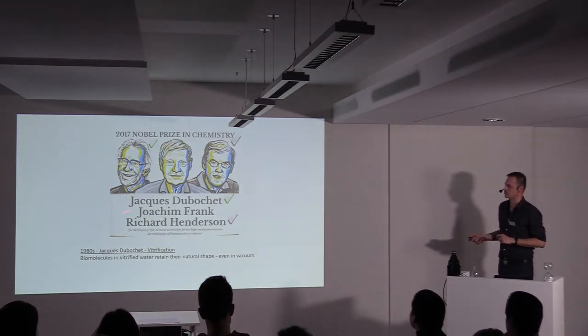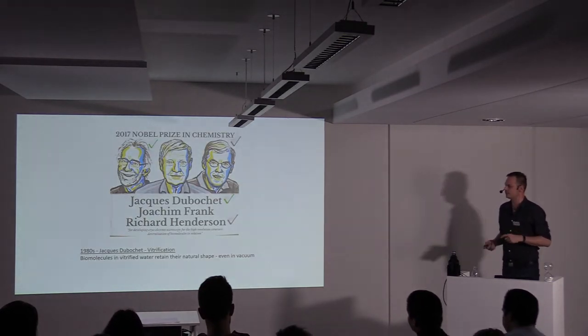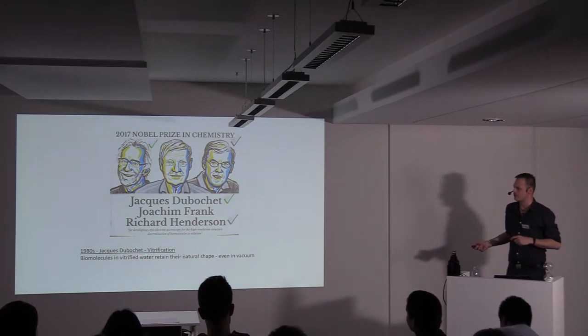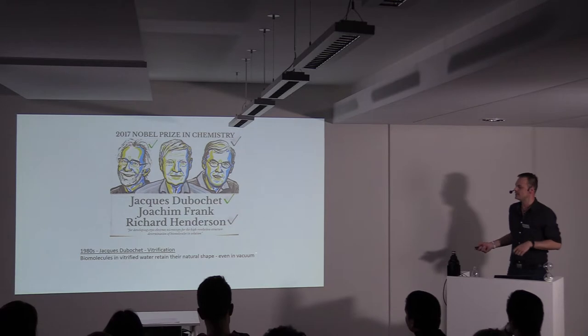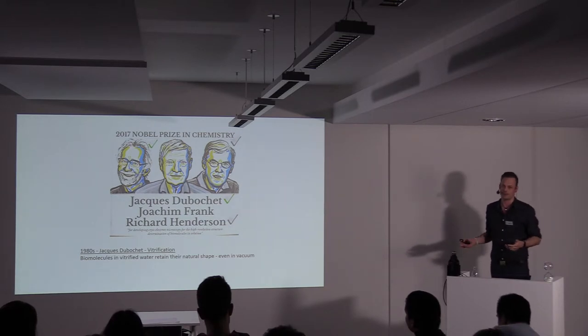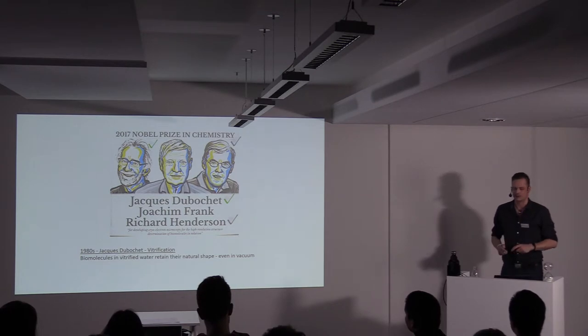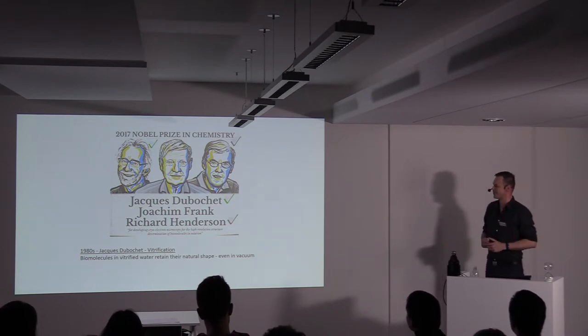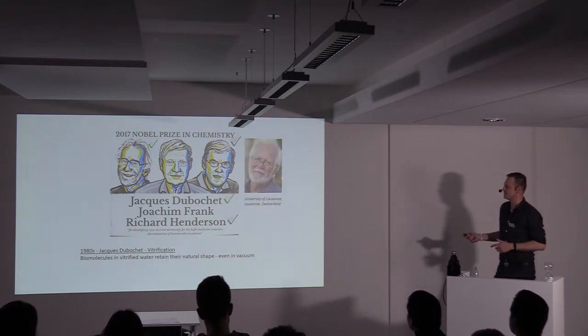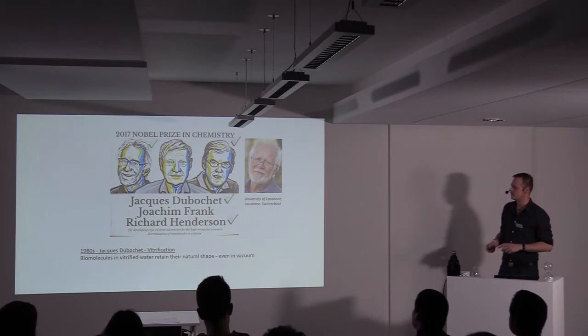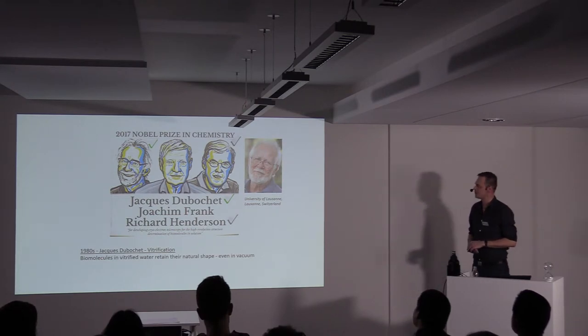And Jacques Dubochet in the 1980s, he perfected this. And he could show that biomolecules in vitrified ice retain their natural shape, great, even in the aggressive vacuum of the electron microscope. And thanks to this, we now finally can take an image. Okay, let's continue on. This is him at University of Lausanne in Switzerland, also a professor.